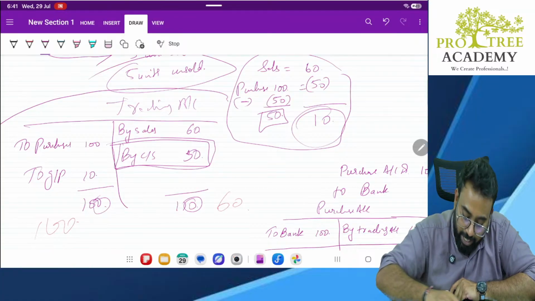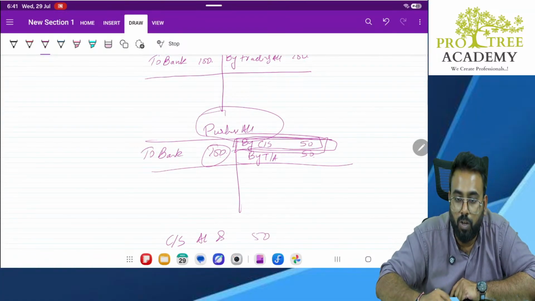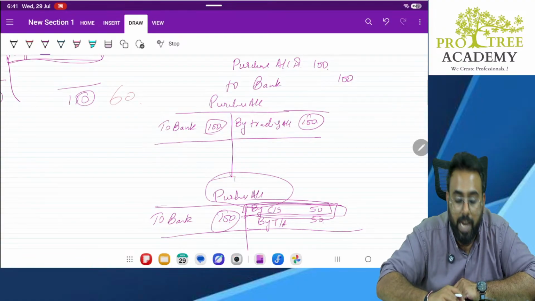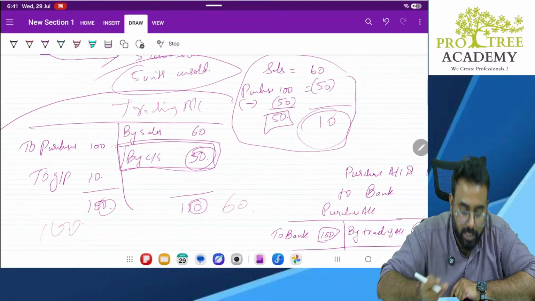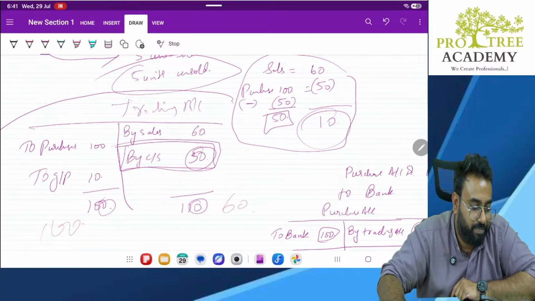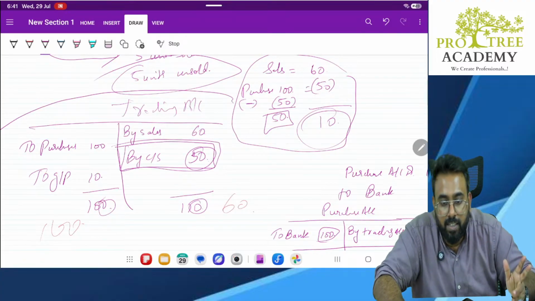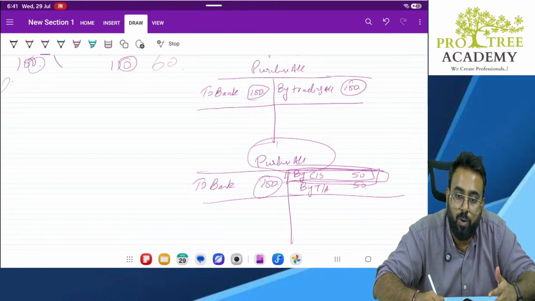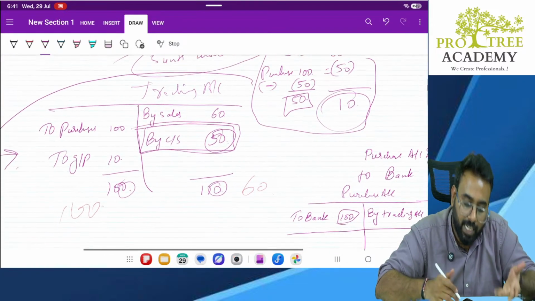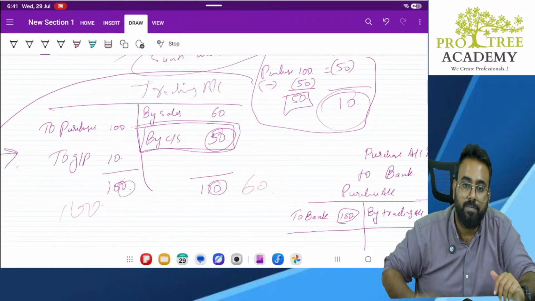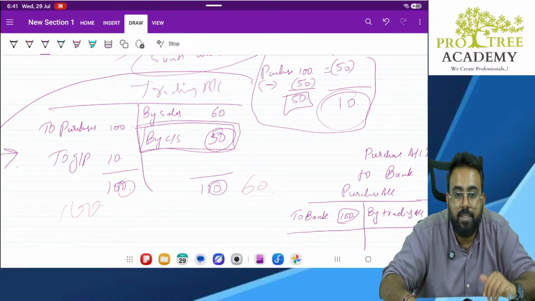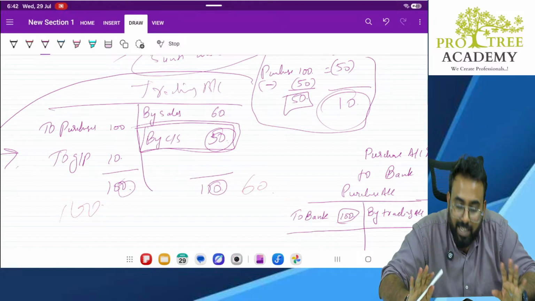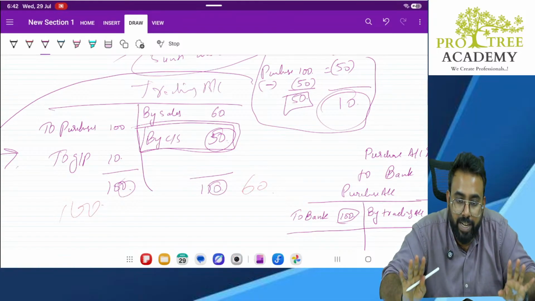One and the same, no? In the purchase account, you move to closing stock, or you transfer the entire purchases to trading account, and from trading account, you move some amount to closing stock. One and the same. You are getting the logic, everybody? So in the purchase account only, you can transfer it to closing stock, or you can transfer it to closing stock in the trading account. Understanding, everybody? Yes.